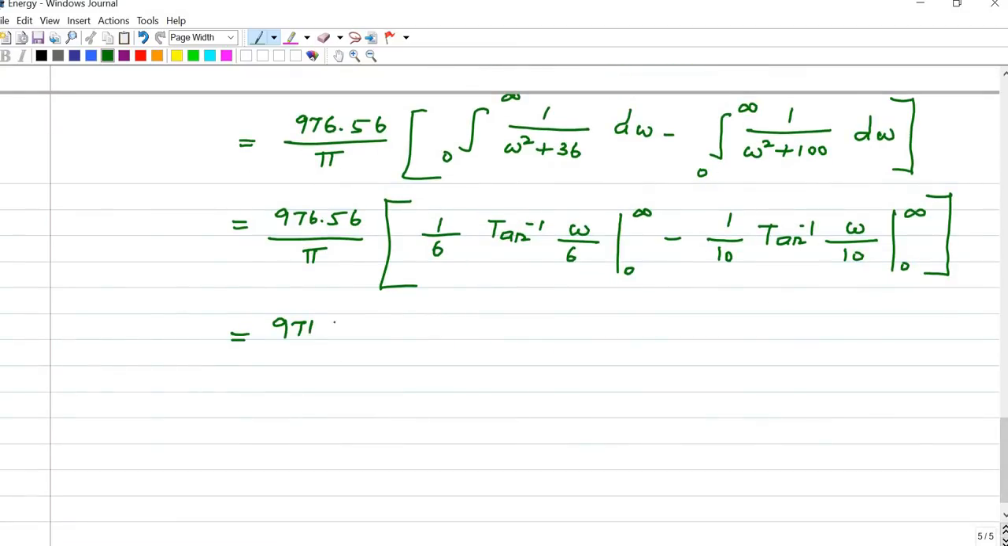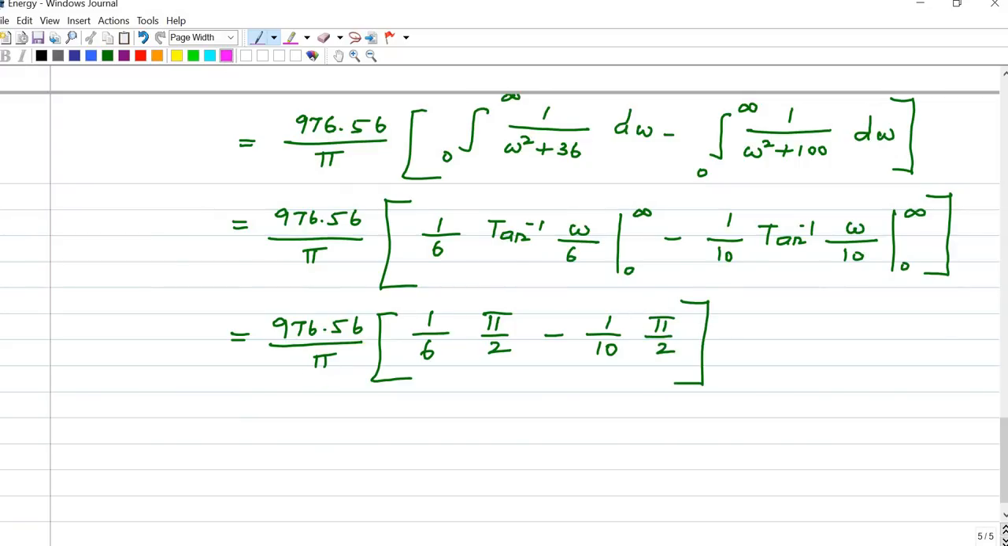So 976.56 divided by pi, 1 over 6. When you substitute omega equal to infinity, tan inverse infinity is pi by 2, tan inverse 0 is 0. So I'm just writing pi by 2 minus 1 over 10. Similarly here, when you substitute the upper limit, you will get pi by 2, lower limit is 0. So you can cancel this pi. Can you simplify this? 32.55 joules.